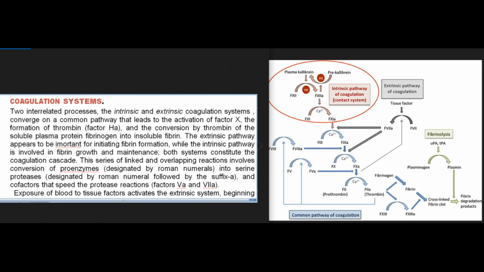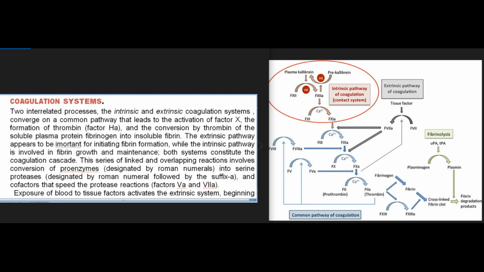Two interrelated processes, the intrinsic and extrinsic coagulation systems, converge on a common pathway that leads to the activation of factor X, the formation of thrombin, factor IIa, and the conversion by thrombin of the soluble plasma protein fibrinogen into insoluble fibrin. The extrinsic pathway appears to be important for initiating fibrin formation, while the intrinsic pathway is involved in fibrin growth and maintenance. Both systems constitute the coagulation cascade.